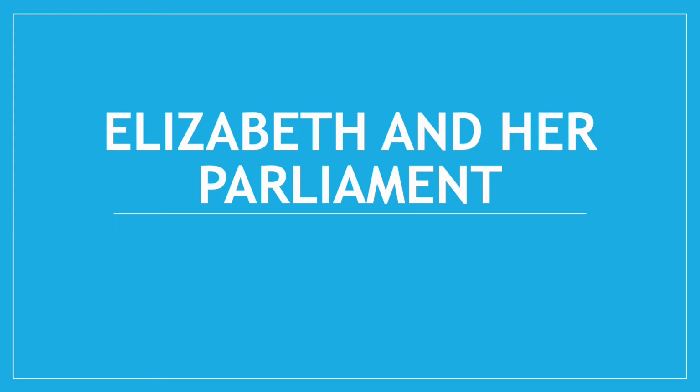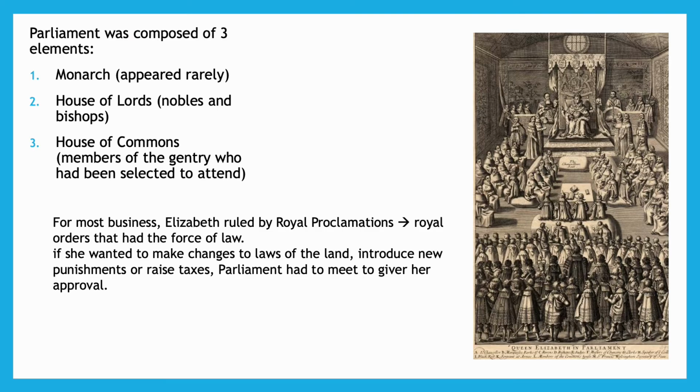So our next section on Elizabeth and her power is Elizabeth and her Parliament. Parliament was composed of 3 different elements. As you can see in the picture at the top, you can see the monarch sat there. You've got the House of Lords with the nobles and the bishops, and the House of Commons, so the members of the gentry who'd been selected.